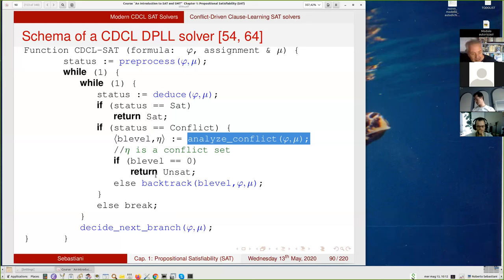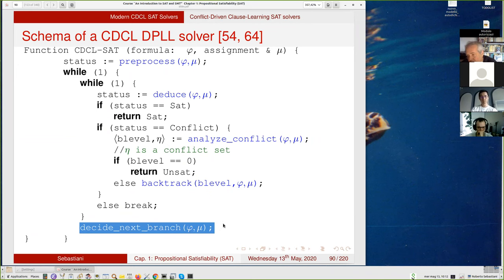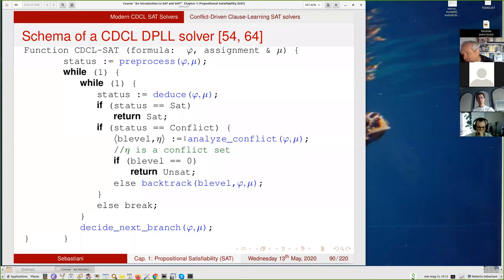If this is not the case, so if B level is not zero, then you backtrack to that level. You pop until that level, and then you go ahead. Of course, if there wasn't a conflict, then you break from the loop, and then you decide the next branch. You have created a new decision level, so you decide, make one decision, after which again you create a unit propagation, and so on.